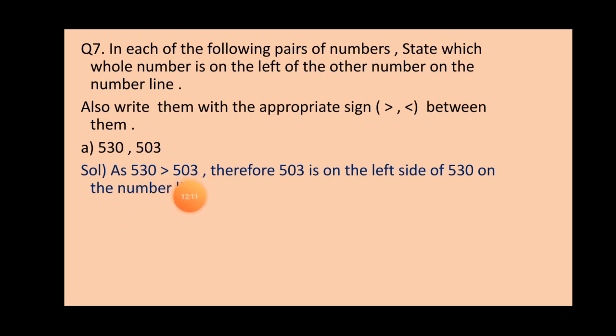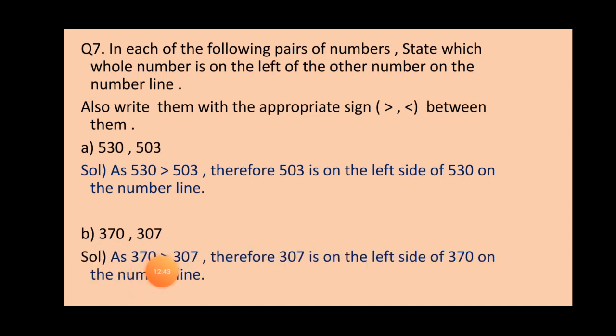So always remember that, as we have discussed earlier also, the smaller numbers are present on the left of the greater number. Okay, so this 503 is the smaller one, so it will be on the left side of this number 530 on number line. In the same way, from the next pair of numbers, you can see here 370 and 307. Here also you can see this 370 is greater than 307. So this is the smaller number, it will be on the left of this number 370 on number line.